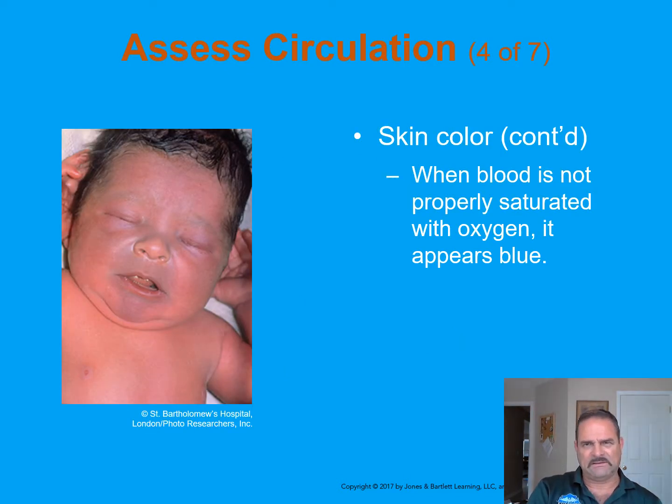All right, skin color. When blood is not properly saturated with oxygen, it appears blue. If you'll look, this little baby here, his little face, he's a little blue all around there. This is acrocyanosis, okay? Especially blue around the lips, and it's just because he's not oxygenated yet. He's just born. Look, his little head's still wet. He's just born, so here in a little while he will get nice and pink, but at first, without the oxygen saturated into the tissues, he looks kind of blue.